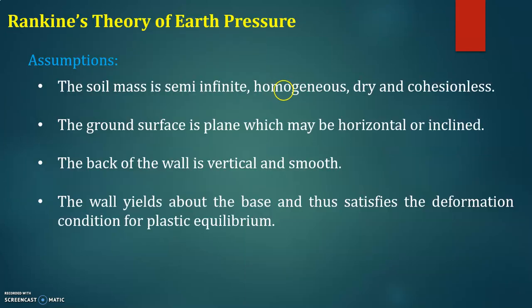Now let us see what Rankine's theory of earth pressure is and how it is applied to the active state and passive state. For any theory, before derivation, there will be some assumptions. According to Rankine's theory, he made the following assumptions. The soil mass is semi-infinite, homogeneous, dry, and cohesionless. Homogeneous means it has the same properties throughout. The condition is always dry, and the soil is cohesionless, and his theory is applicable to cohesionless soil.